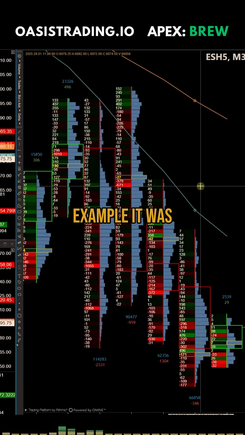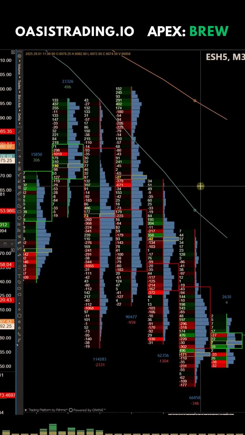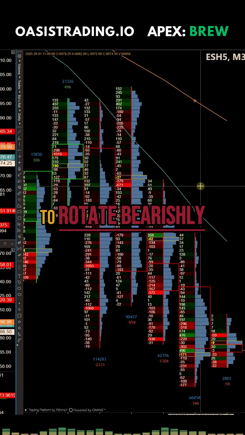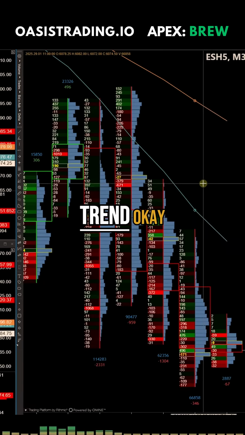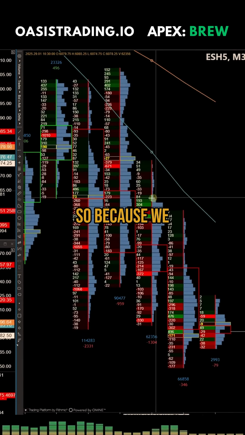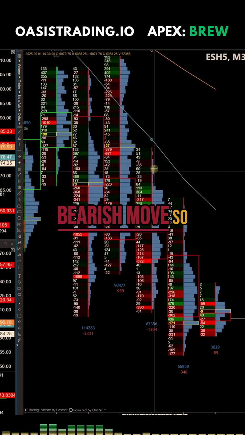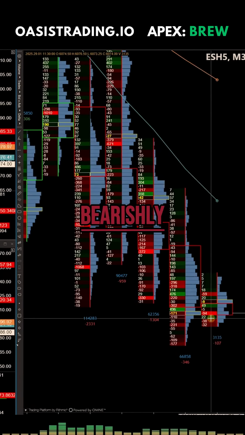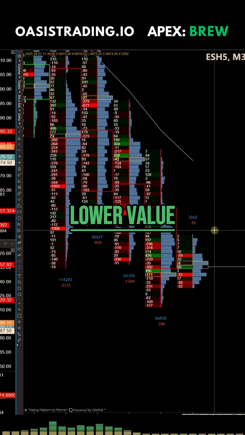So in this example, it was supposed to be going from the value low to the value high. That is a bullish rotation. So if you do not make it to that value high, you are failing to rotate bearishly because you are reversing that little trend. Okay. So because we failed to make it to the value high, that was a bearish move. So now our bias is shifting a little bit more bearishly. They are trying to lose that value area and look for lower value.